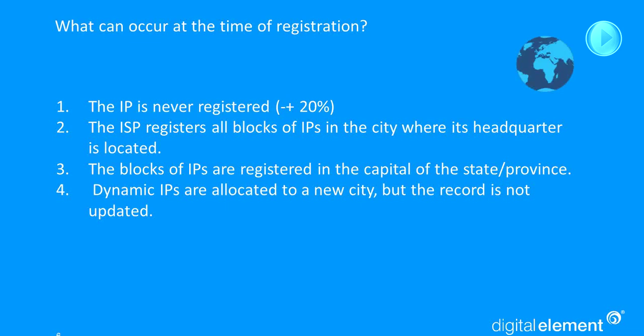Another problem that these registries usually encounter is that the blocks of IPs are registered in the capital of the state or province, making it hard to understand when somebody is coming into a website from a smaller city that may be adjacent to this large city. Fourth, dynamic IPs are allocated to a new city by the ISP, many times just to manage their traffic, but this record is not updated. So even if they place the IP in the right city at the beginning, most likely they will not re-register that IP when it has changed cities.